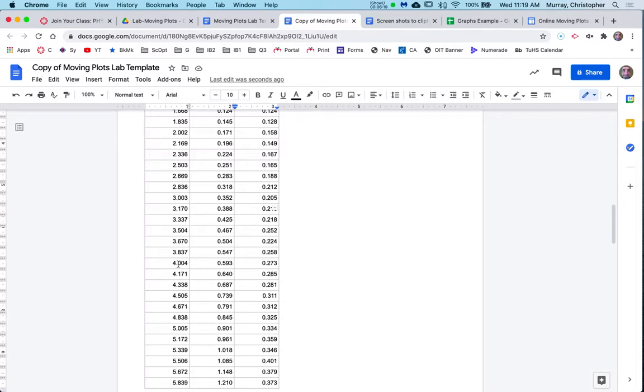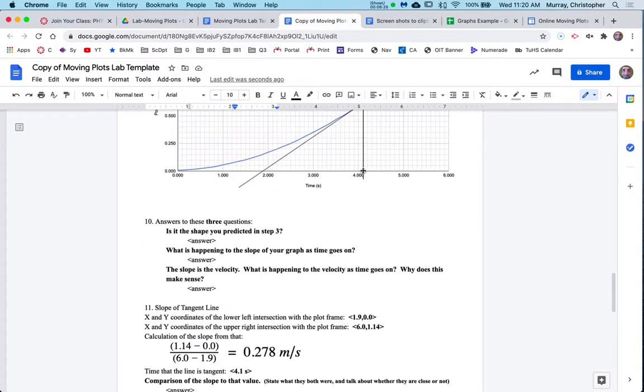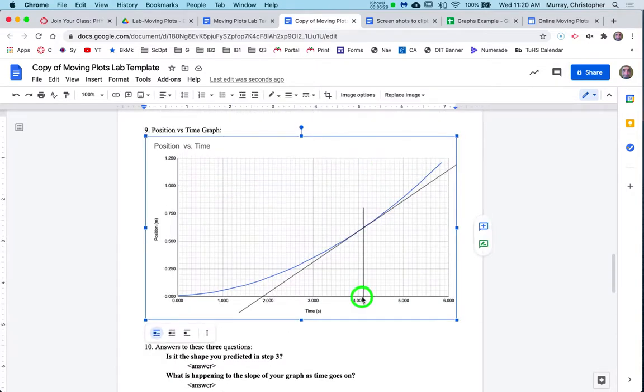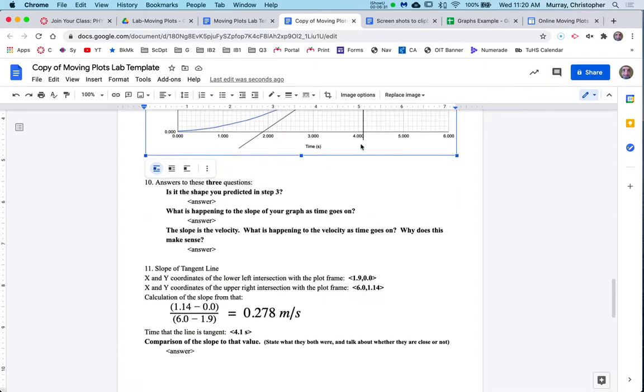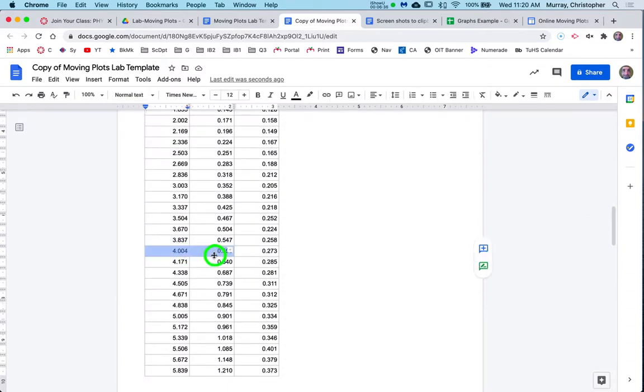So again, find that time. The time is 4.1 seconds, and I got that from this point right there. At 4.1 seconds, we think the slope is 0.278. So let's look in the table. Where's 4.1 seconds? There it is. You're not going to get it exactly, so you'll have to compare it to a range. 0.278 looks like it fits in perfectly. So write a sentence, and remember in your sentence, you need to say what your slope was and then what those values were in the table at that time. Is there anything else? Let me look and make sure. No, I think that's it. I think we've done steps 10 and 11.